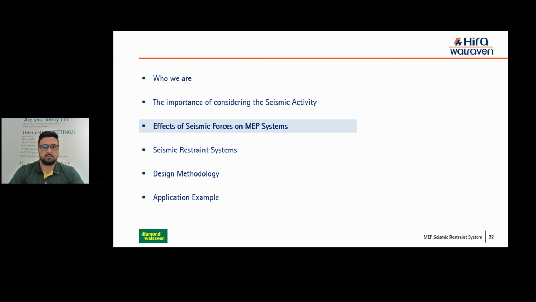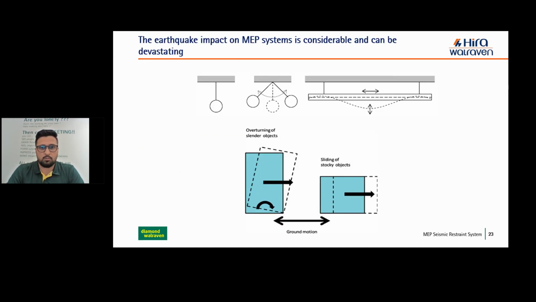As we discussed the seismic activities, now we need to discuss how these forces, because of an earthquake, affect the MEP system. Whenever we have an earthquake, if we are talking mainly about the MEP system, we need to consider how the MEP system is installed. We have different types: ceiling suspended, floor mounted, wall mounted. So there are different impacts on distribution services or equipment because of the earthquake.